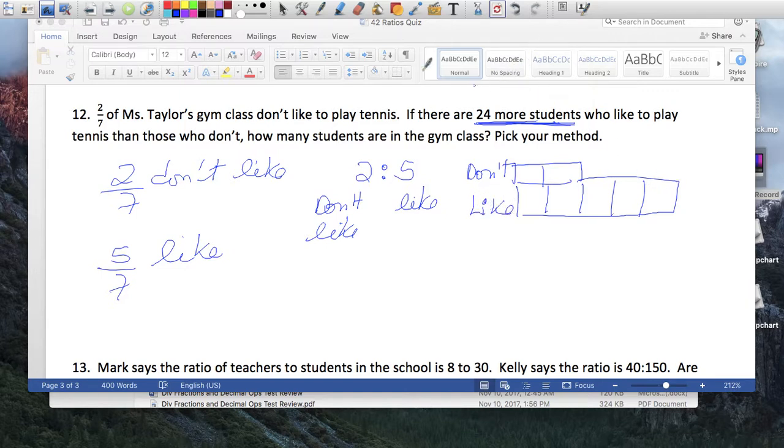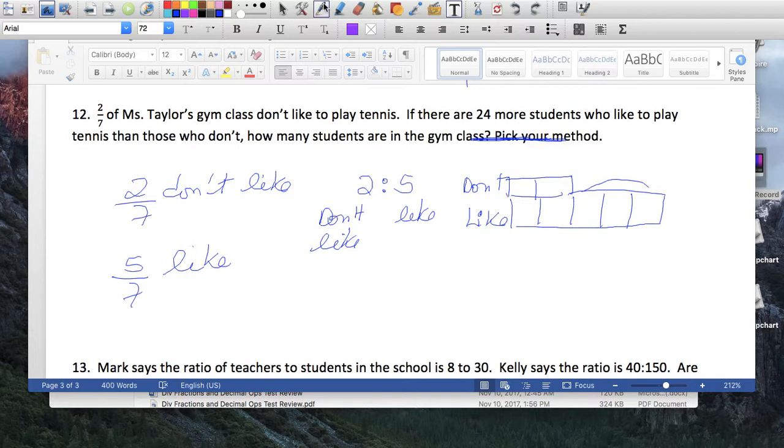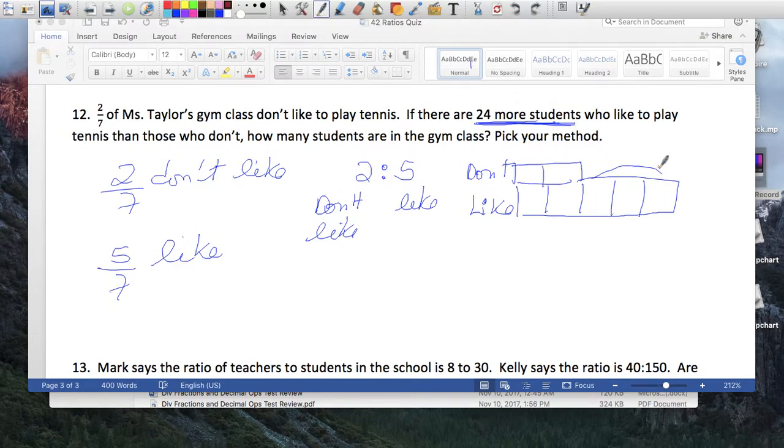There are 24 more students who like to play tennis. Well, obviously, look right here. This group here, the "like", there's more like than don't like. And the more like are represented by these 3 squares. Right? So what number goes on top of that? It would be 24. These 24, the 24 more kids who like than don't like.